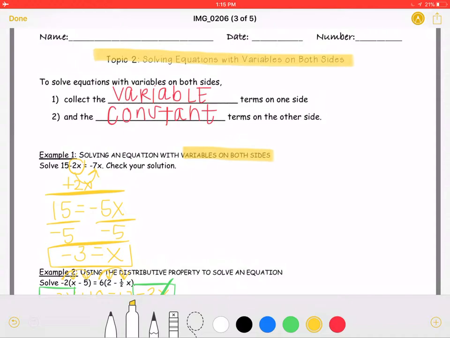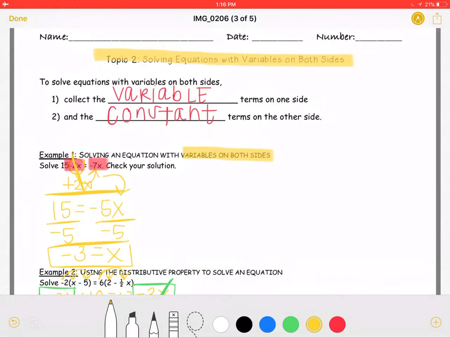So I noticed I have 15 minus 2x equals negative 7x. I have negative 2x and negative 7x on opposite sides of the equal sign, but I want them to be on the same side. So what I decided to do is get that negative 2x away from that constant. So to get rid of negative 2x, I'm going to add 2x to both sides. When I did that, my negative 2x and positive 2x canceled. And then I did negative 7x plus 2x to give me a negative 5x.